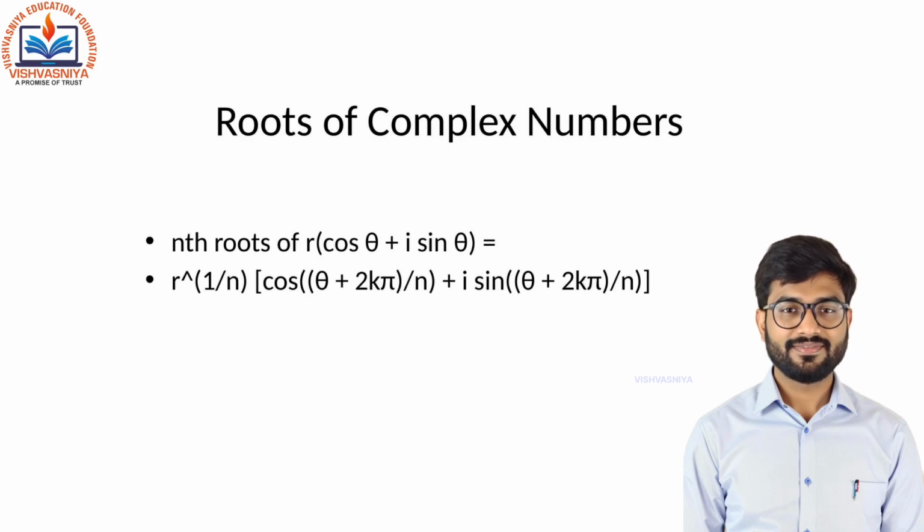Roots of complex numbers. The nth roots of r (cos theta plus i sin theta) are given by r to the power 1 by n multiplied by cos of (theta plus 2k pi) divided by n, plus i sin of (theta plus 2k pi) divided by n, where k equals 0, 1, 2, up to n minus 1.